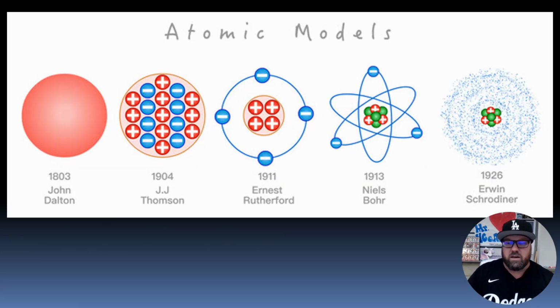And I really feel this is a beautiful diagram to illustrate the different models that we went through from Dalton to Schrodinger. So we've got John Dalton here in the early 1800s, where atoms are basically just small spheres. There's nothing that makes them up. They're indivisible. They're not different from one another. There's no isotopes, protons, neutrons, electron clouds, nuclei.